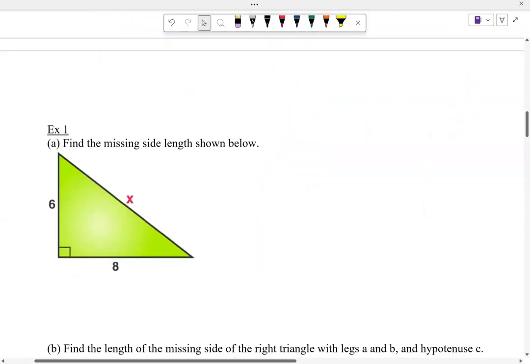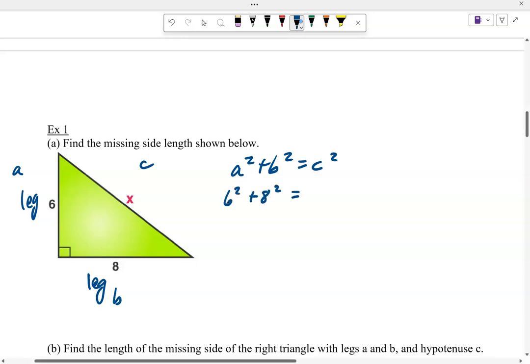Let's go ahead and use the Pythagorean theorem. Here are our legs. I'll call this one A, I'll call this one B, and C, our hypotenuse, is X. And so we go ahead and plug that in. A squared plus B squared equals C squared. So we've got 6 squared plus 8 squared equals our X squared. Of course, 6 times 6 gives us 36. We've got 64. So we've got 100 equaling x squared.